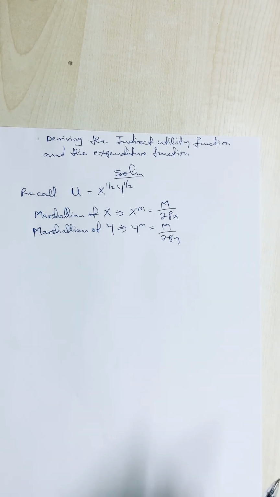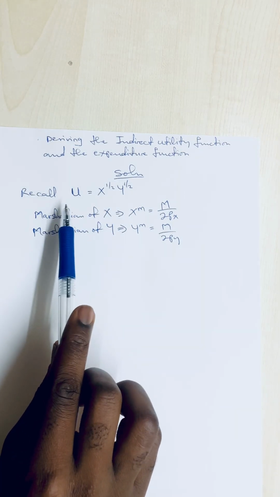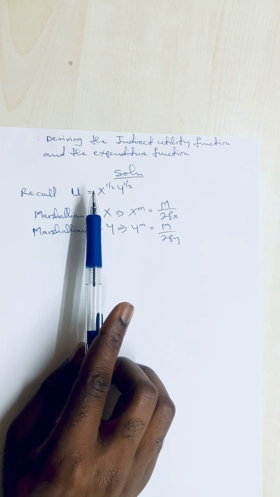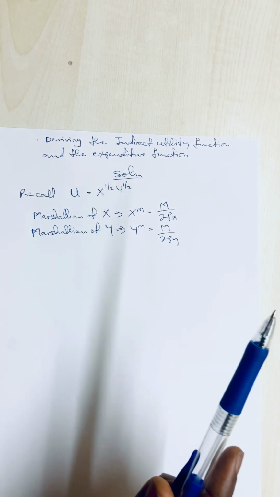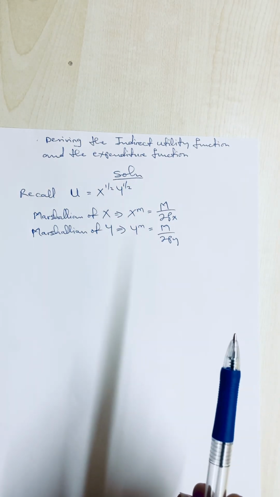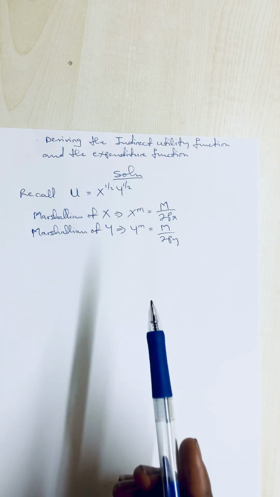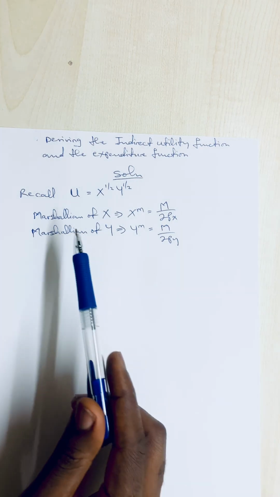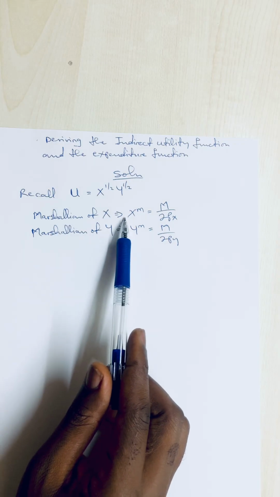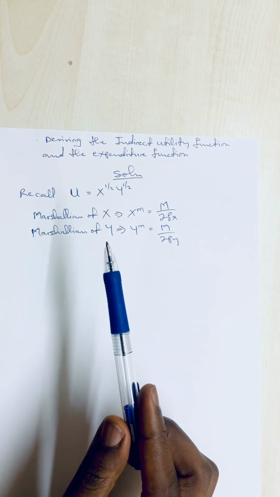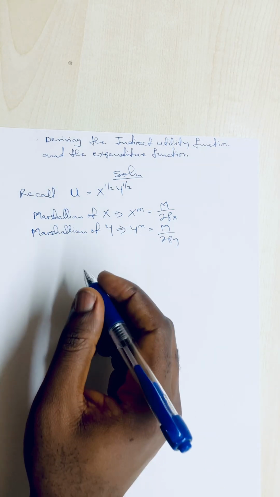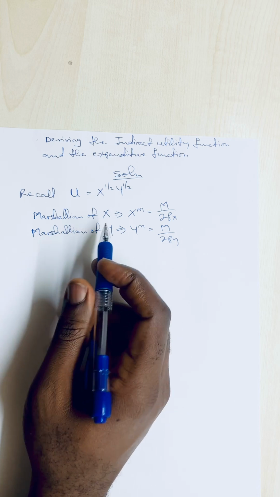Now we shall be deriving the indirect utility function and the expenditure function of a typical consumer from the Marshallians we have derived. If you want to know where we got this direct utility function, you look at the previous video on how we derive the Marshallian demand functions using the Lagrangian approach. So we got this Marshallian from that video and these two from that video. So now we want to derive the indirect utility function.